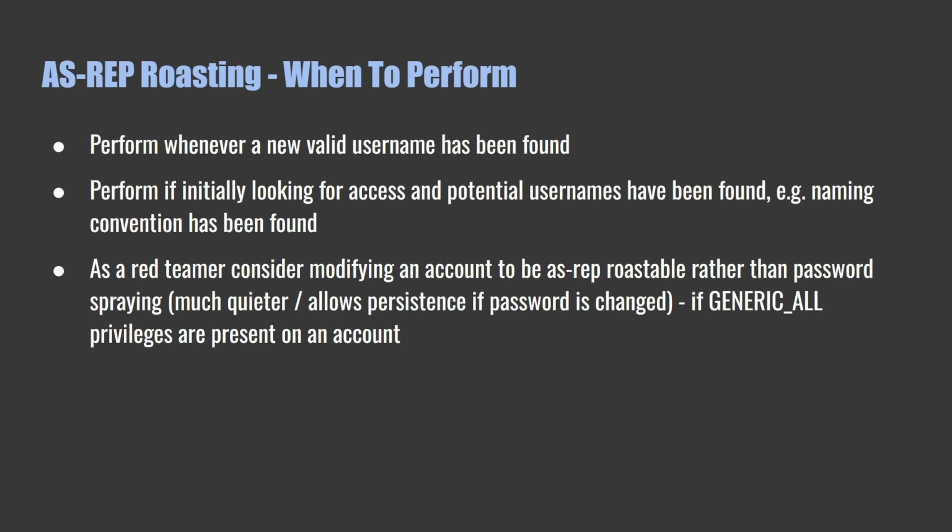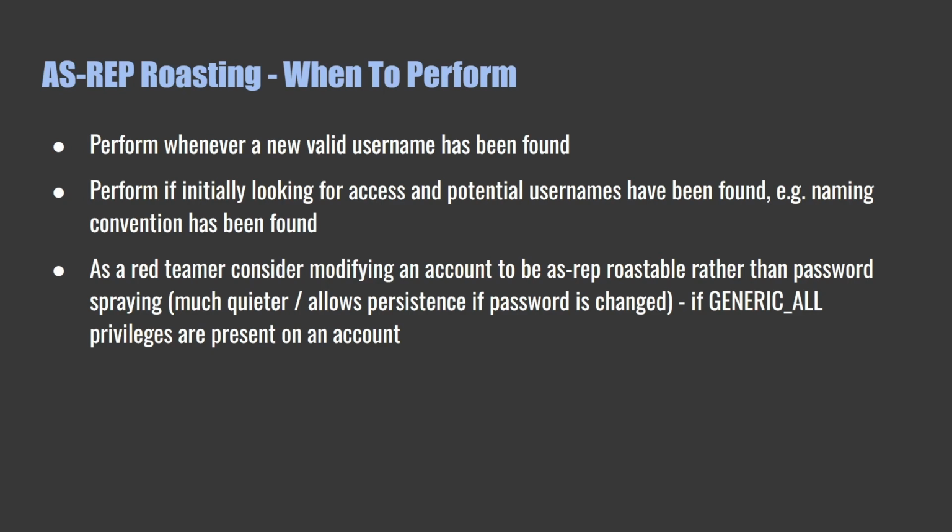So personally, I'd perform whenever a new valid username has been found. I wouldn't spam this. It would be very loud if you just send a list of usernames to the DC. So if you do find a team list for an organization, make a word list out of these names and whatever naming convention you think applies. Send that to the domain and see if any of them have pre-authentication disabled. Perform if initially looking for access and potential usernames have been found. If you absolutely know the naming convention, you can find some users. By all means, go ahead.